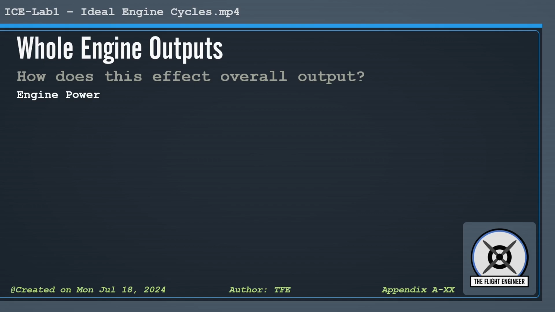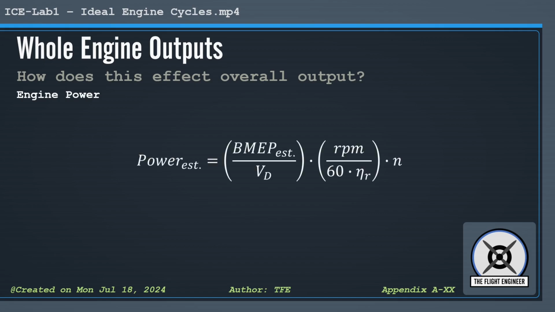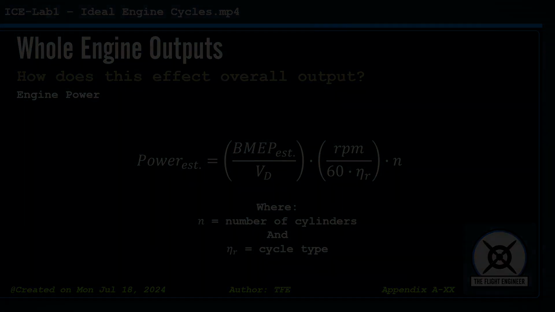Finally, we'll take one more look at power. This is what the new equation is going to be. We're basically just going to use the estimated BMEP value and divide it by volume displaced. This gives us the work accounted for all the factors we've already discussed. Then we're just multiplying by the same RPM and conversion factors, and this time we're adding on a number of cylinders. So we're looking at a whole engine with multiple cylinders rather than just one.